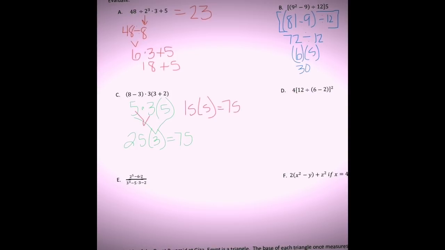Okay? Example D, I have 4 times the quantity, 12 divided by 6 minus 2 is 4. The entire quantity squared. Well, 12 divided by 4 is 3, so I have 4 times 3 squared. Well, 3 squared is 9, so I have 4 times 9, which equals 36. Remember that we have to take care of exponents before we multiply.